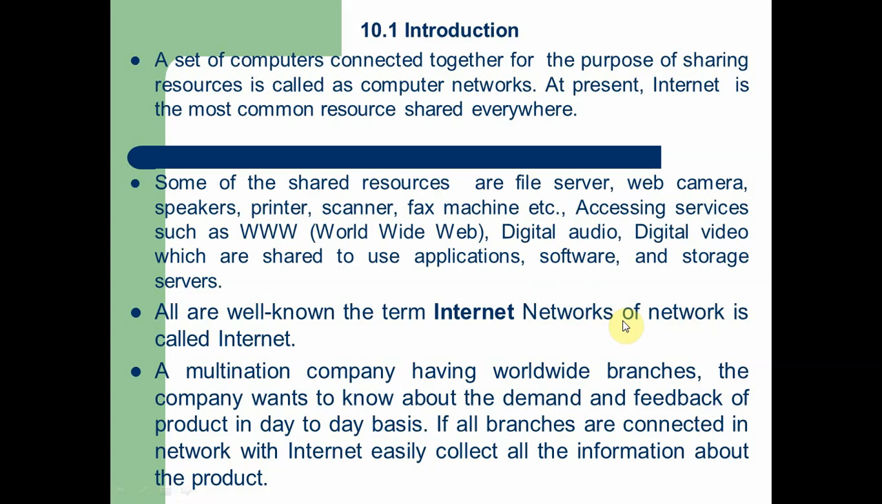For example, when a multinational company has worldwide branches all over the world, if they want to know the status of their product, what the feedback is, what the demand of the customer is, and what the current status of their branches in different locations of the world is, then they can use this network called the internet, a very big internet, and collect all the necessary information required for their company. This is a simple example of using the internet.